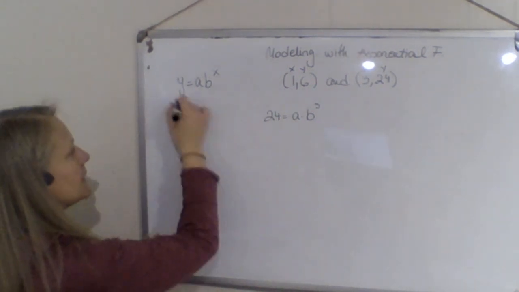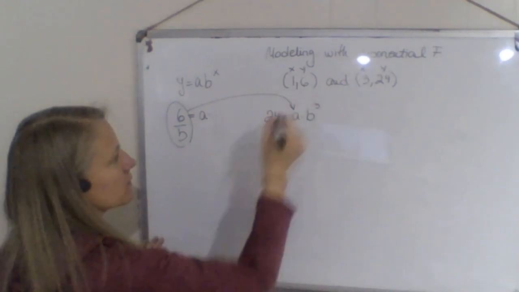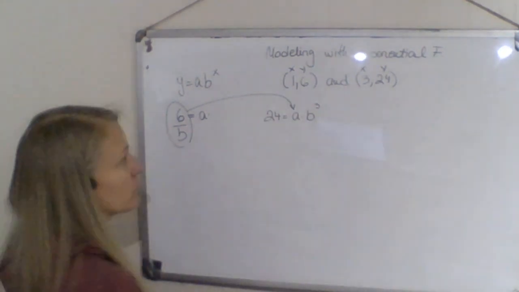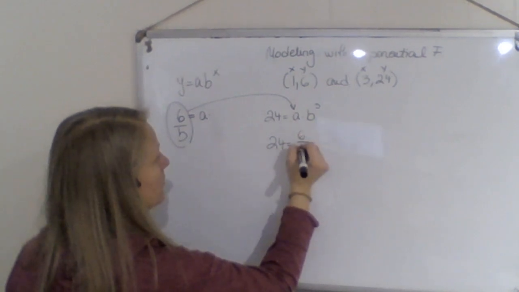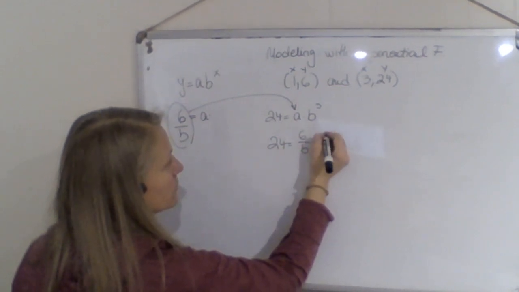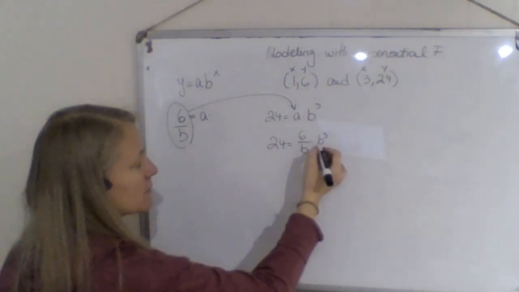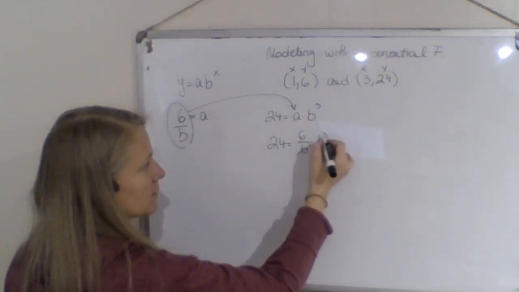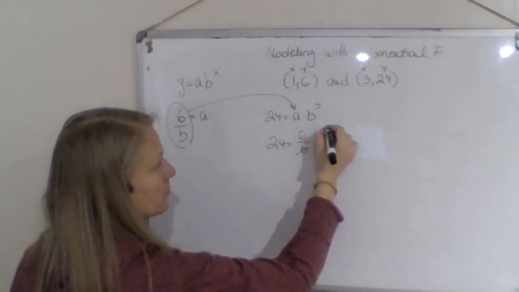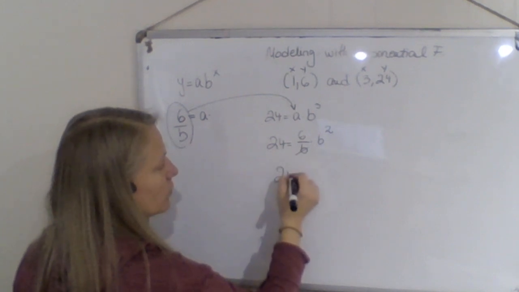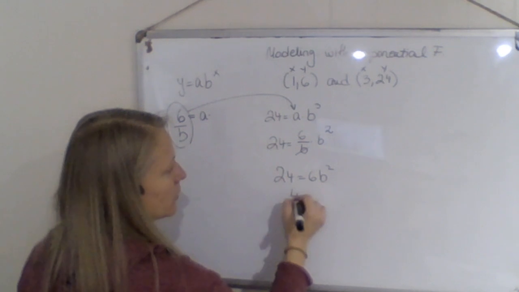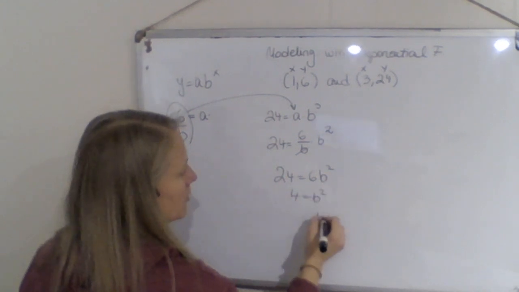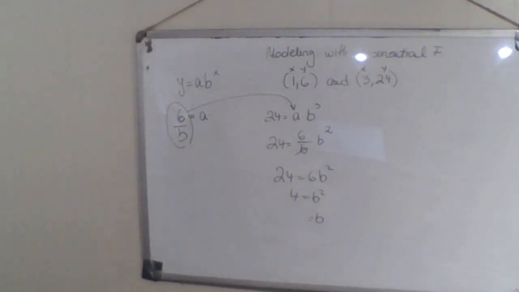And I can take this now and replace it in here. It will work like this all the time. So this becomes 24 equals a, or 6 over b, times b to the third. This goes out and this becomes b to the second power. You get 24 equals 6b squared. I divide by 6: 4 equals b squared. b equals what? Does anybody can tell me? 2.